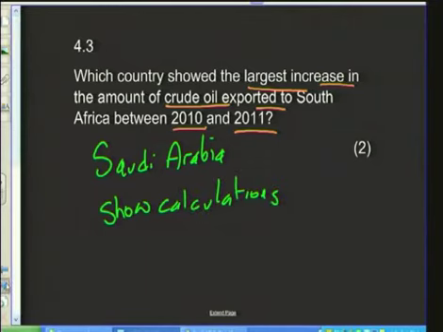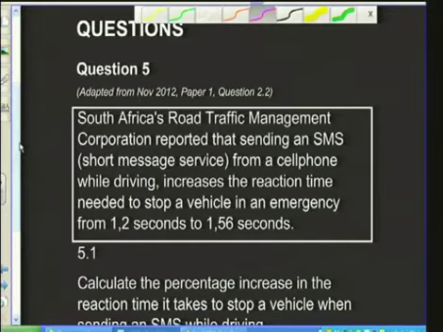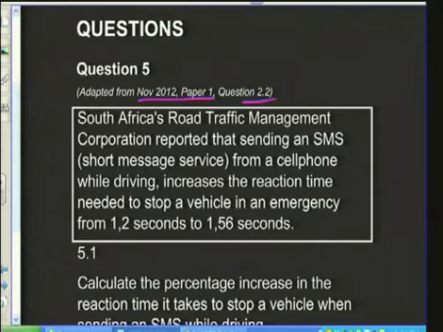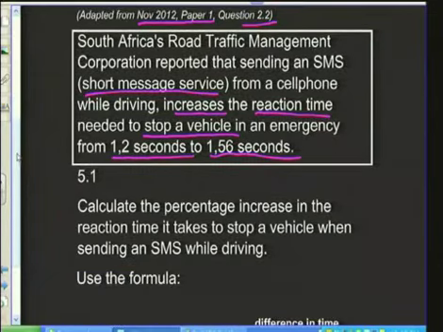Right, let's move on to our next question. Question 5, November 2012, paper 1, question 2.2. South Africa's Road Traffic Management Corporation reports that sending an SMS, that's your short message service, from a cell phone while driving increases the reaction time needed to stop a vehicle in an emergency. It increases it from 1.2 seconds to 1.56 seconds. So that's what they have reported. Calculate the percentage increase in the reaction time it takes to stop a vehicle when sending an SMS while driving.